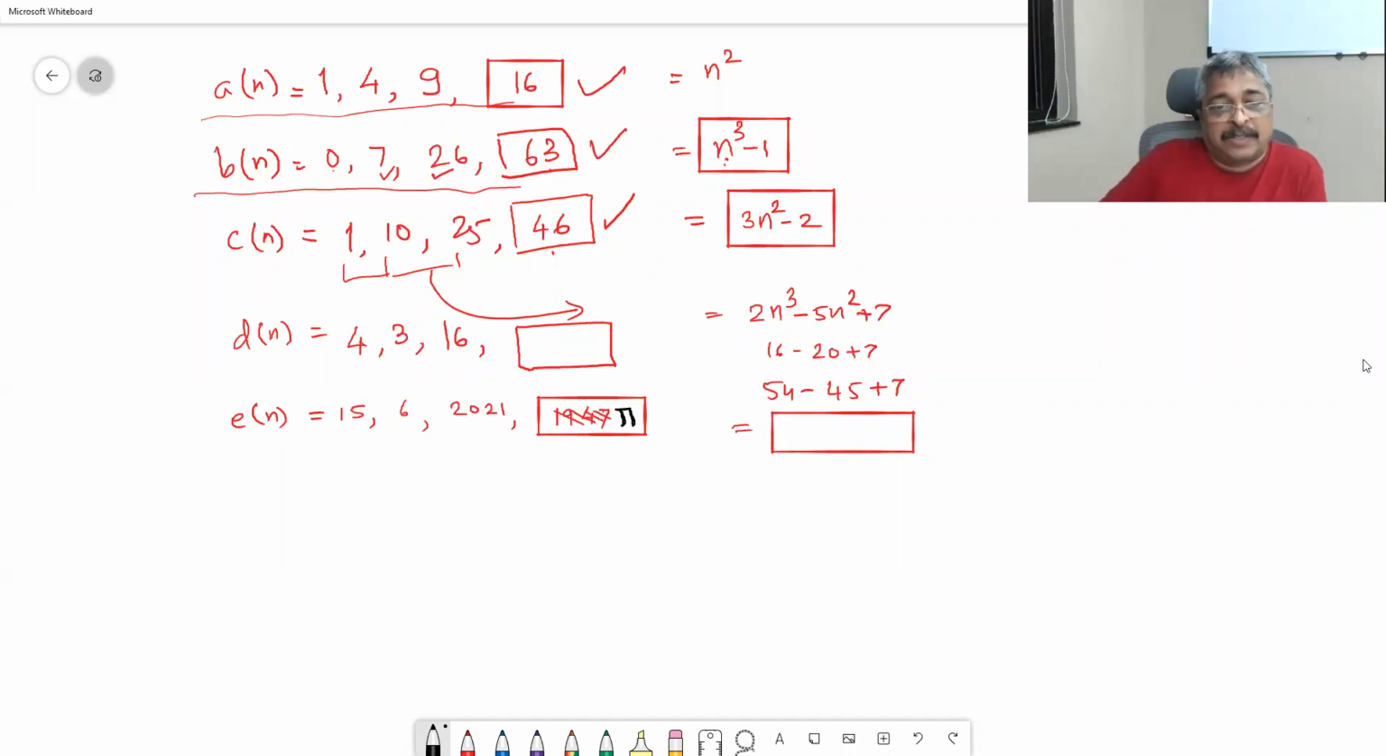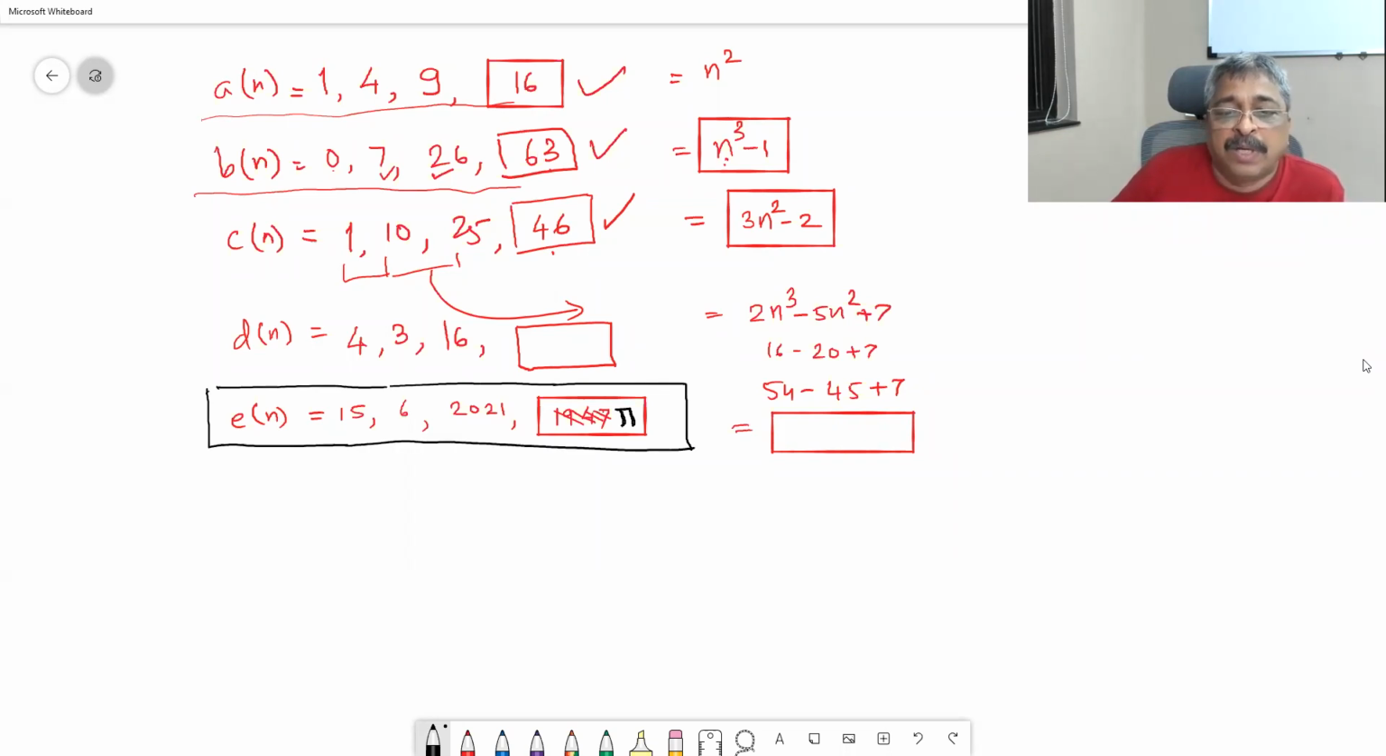Let us do this. E of n. First number is 15, second number is 6, third number is 2021, and fourth number, I am predicting that it is pi, the circumference to diameter ratio. And Lagrange, L-A-G, one minute, the spelling is wrong, if it is there in this book, I will get it right.